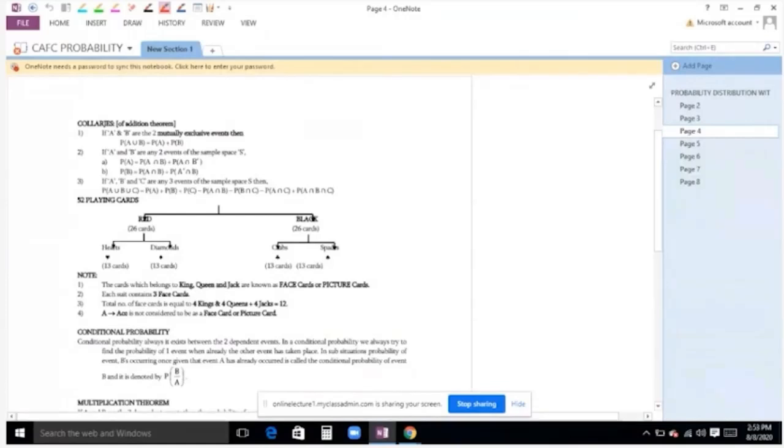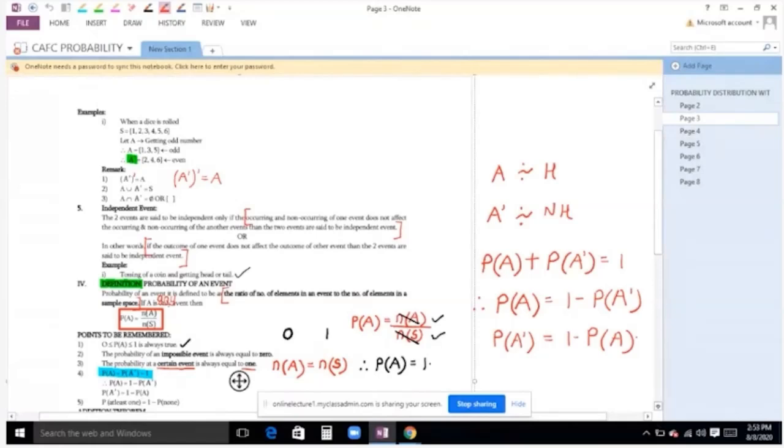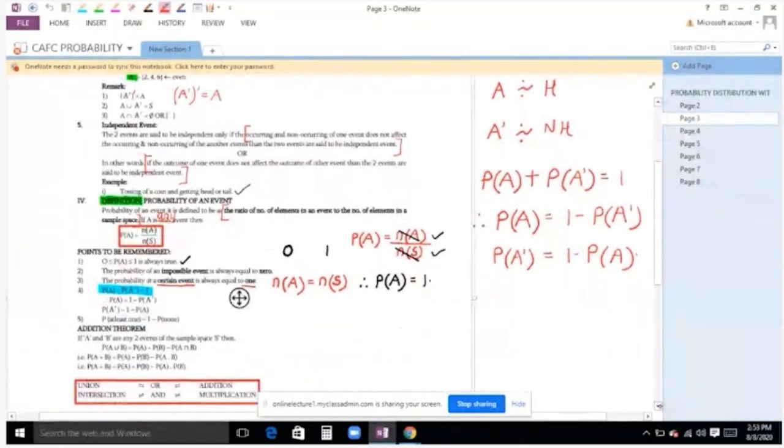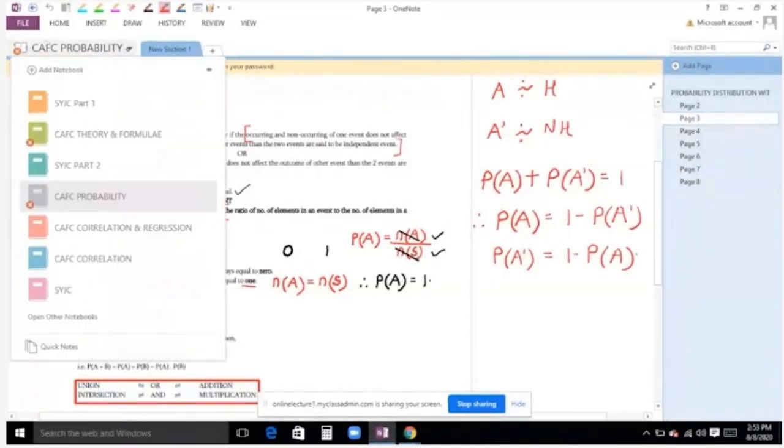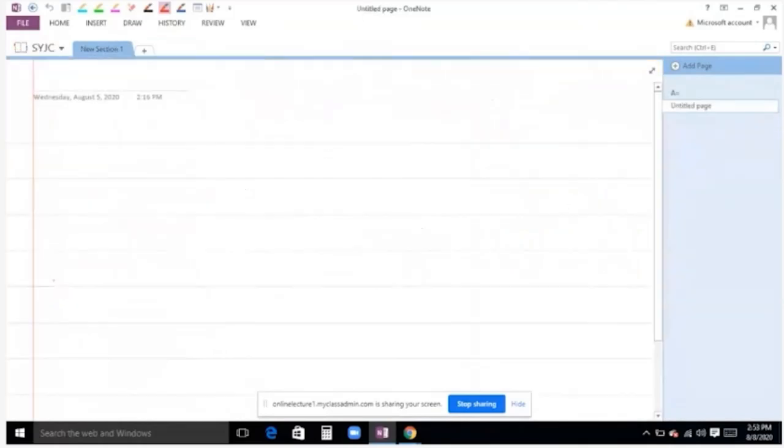The two important algebra of events which we have studied, what were they? Correct. One was the union, another one was the intersection. Very good.